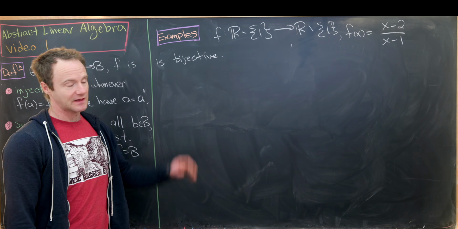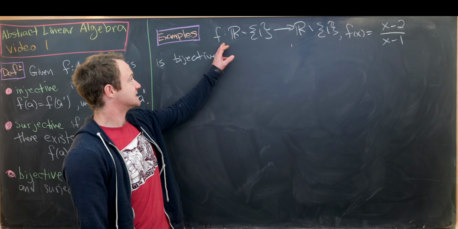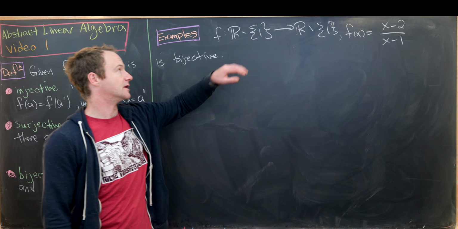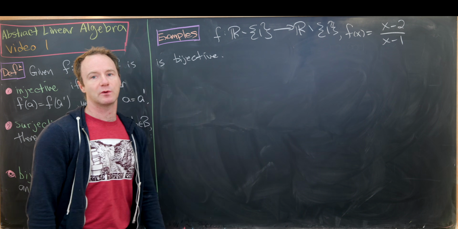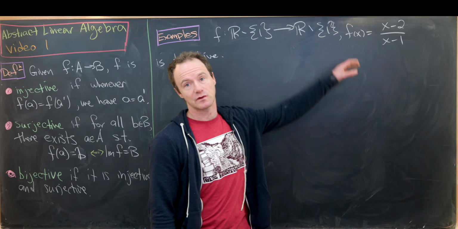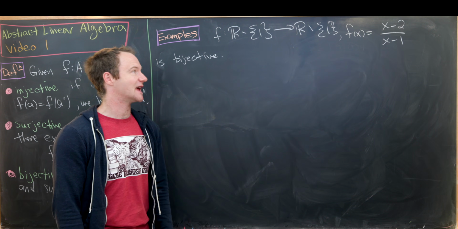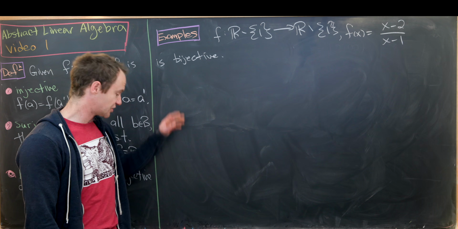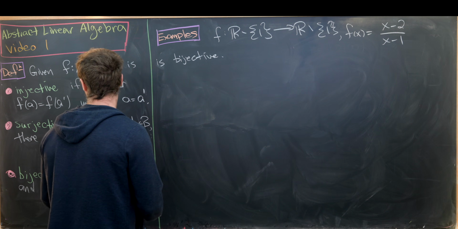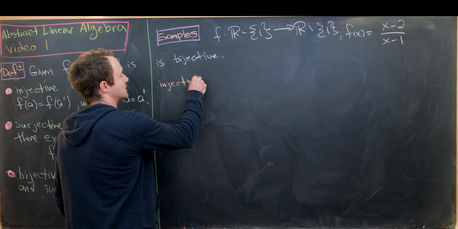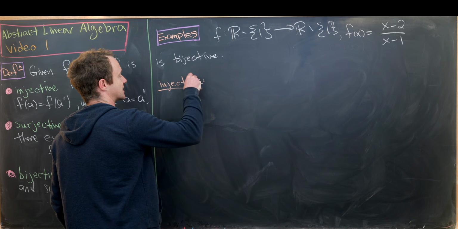So the first example that I'd like to do is this function from the real numbers minus 1 to the real numbers minus 1. So this is just all real numbers where we have excluded the number 1. And it's defined as this rational function. So we have f of x is x minus 2 over x minus 1. We want to show that this is bijective. So that means we need to show that it's injective, and we need to show that it's surjective.